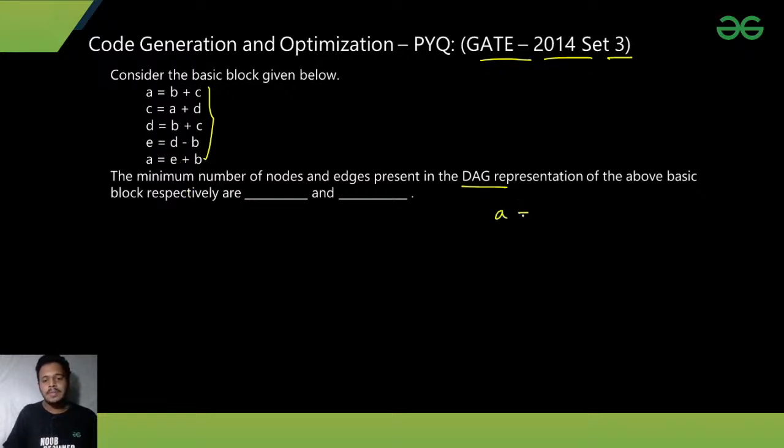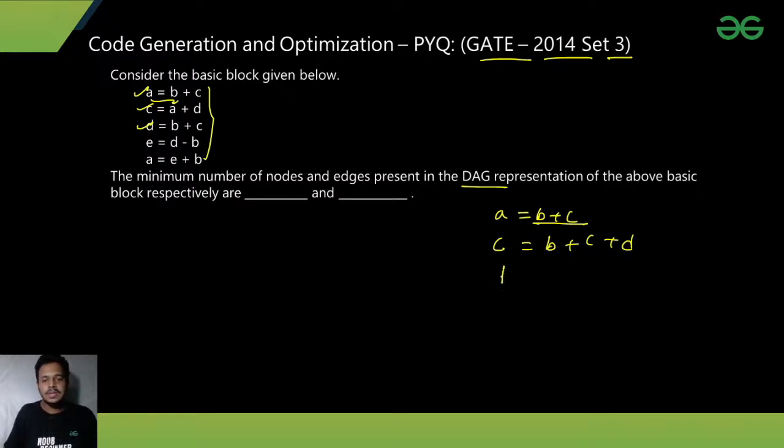So going forward, A is equal to B plus C. It is the first statement. The next statement says that C equal to A plus D, and A is the value we get from the first statement, carried forward to the second statement. A is B plus C, so it will be B plus C plus D. Okay, second statement is done.